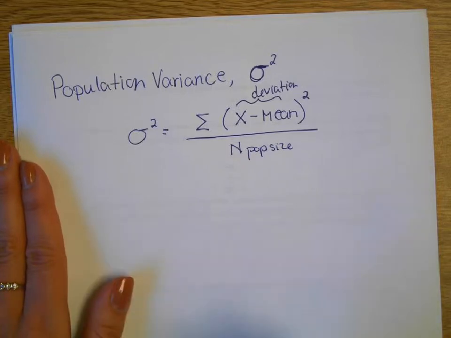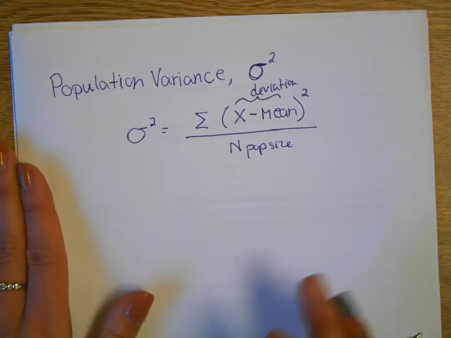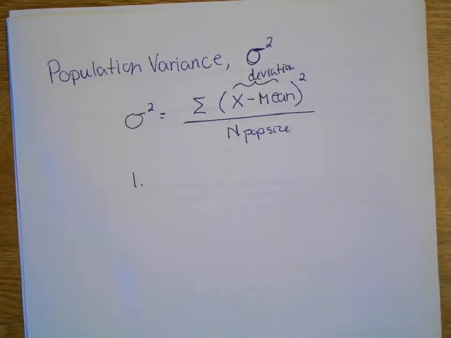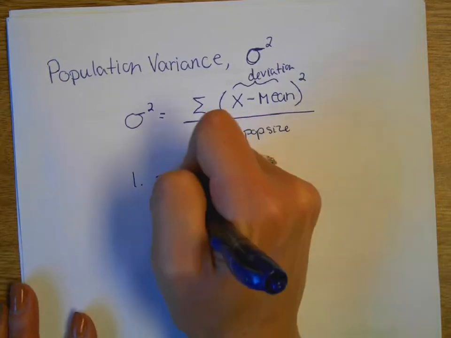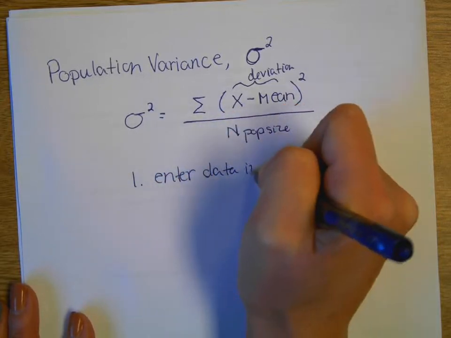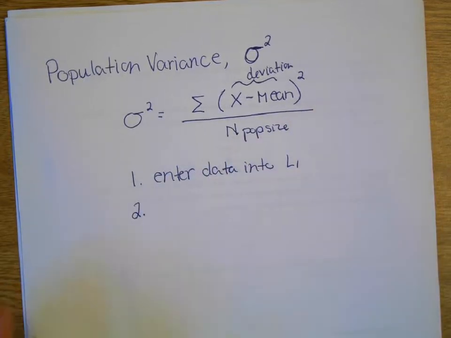And we can streamline this process by using the lists on the calculator. So I'm going to write down the steps, and then we're going to actually do it. So the first thing, let's write it and do it at the same time. So I'll turn this on. These are going to be the steps, and then we'll put the answer down afterwards. So the first thing you're going to do is put your data values into a list. So enter data into a list.